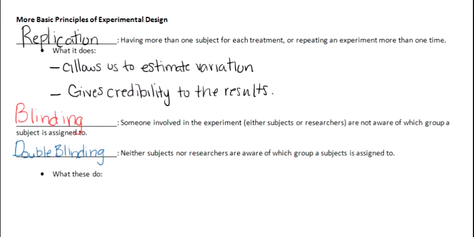Now, this doesn't mean that people are just haphazardly being assigned to a group and nobody knows which one it is. Somebody knows who's going into which group. It's just that those that are administering the drugs or whatever the treatments might be don't know who's in which group. The reason for double blinding is that it reduces the potential for bias in the results of the study.